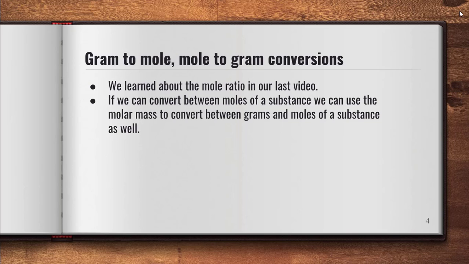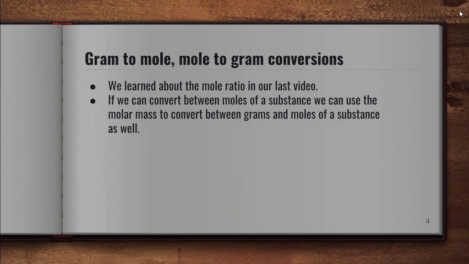Alright, let's go ahead and get started. So we've already learned about how the mole ratio can help us convert between reactants and products in a balanced chemical equation. Now, keep in mind, if we can convert between moles of a substance, we can then use the molar mass, which we learned about last semester, to convert between grams and moles of a substance as well. So let's go ahead and dive into this and see what we are talking about.